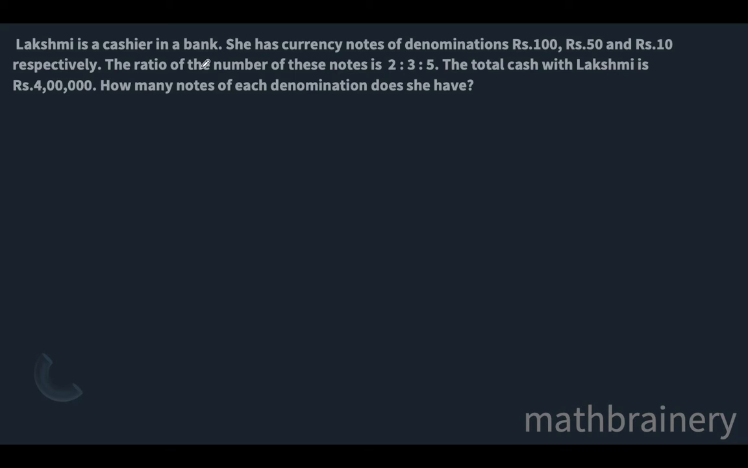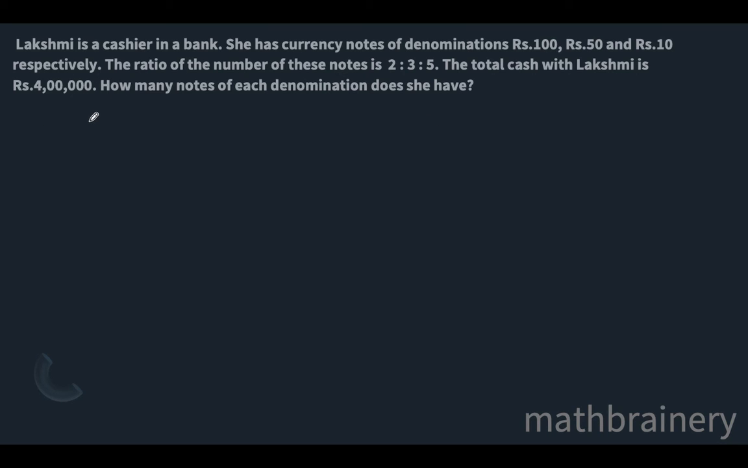Lakshmi is a cashier in a bank. She has currency notes of denominations 100 rupees, 50 rupees and 10 rupees respectively. The ratio of the number of these notes is 2:3:5. The total cash with Lakshmi is 4 lakh rupees. How many notes of each denomination does she have?